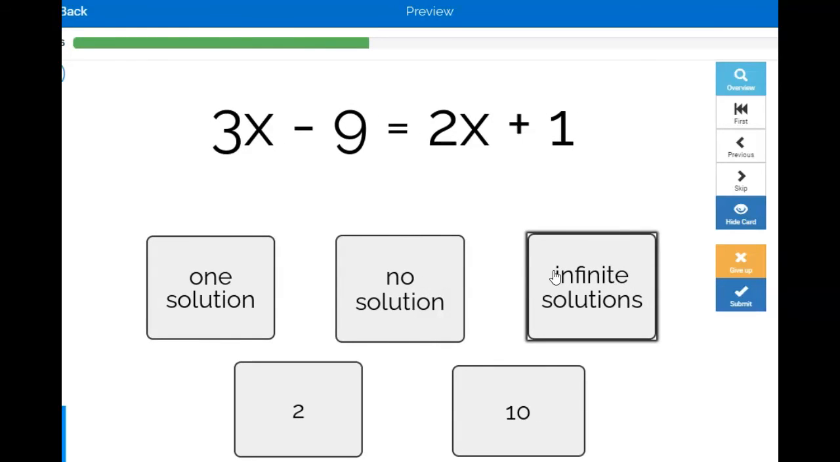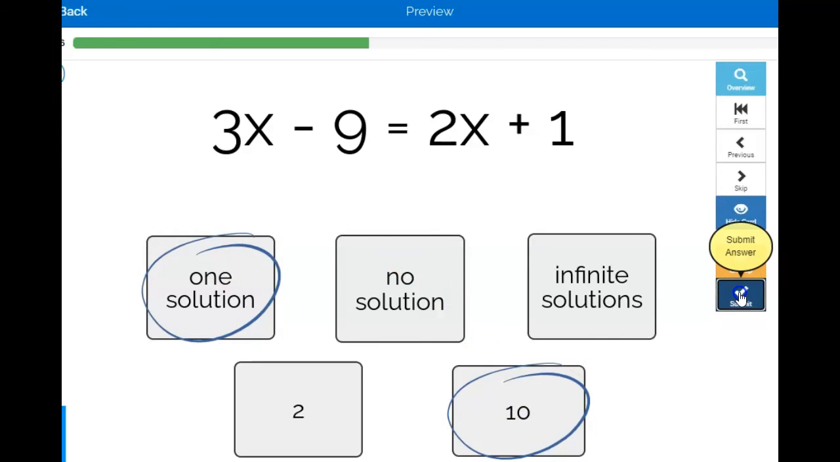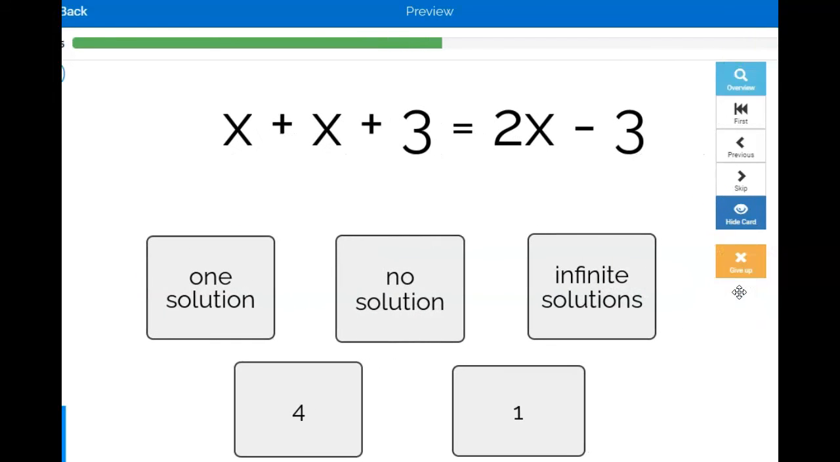In this case, if I solve for x, I'm going to get one solution, and that solution will be 10. Let me simplify here. A glance at it, I see x plus x is 2x.